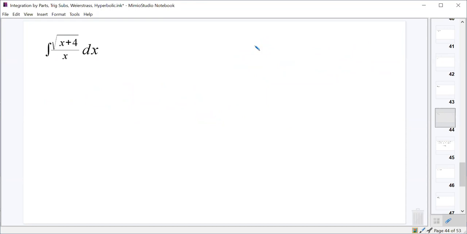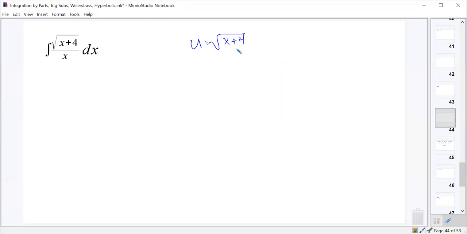Any other thoughts? U equals square root of x plus 4. Sorry, somebody said something else in the chat. What did you say? U equals square root x plus 4. Okay, let's try that. U equals square root x plus 4.